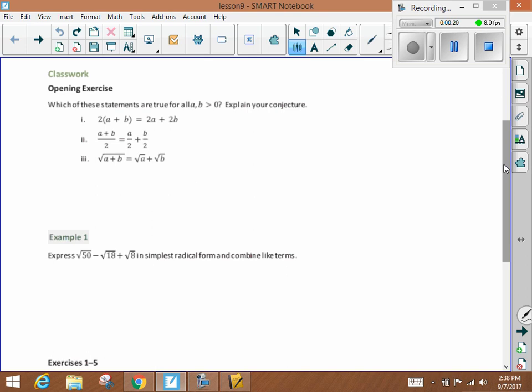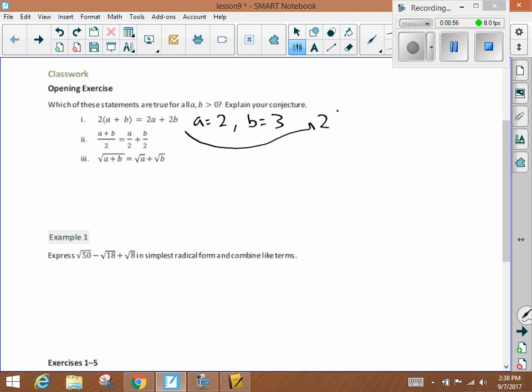Let's just think about it real quickly. I have an illustration, essentially, of the distributive properties for our first example there. What do you think? Is it true for all A and B that are greater than 0? In other words, let's assume A equals 2 and B equals 3, and let's see if each of these work out.